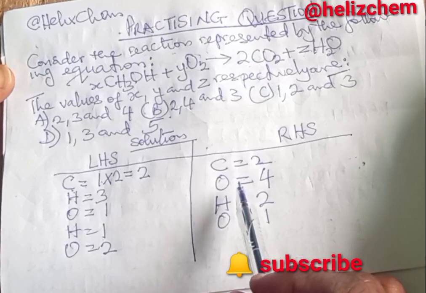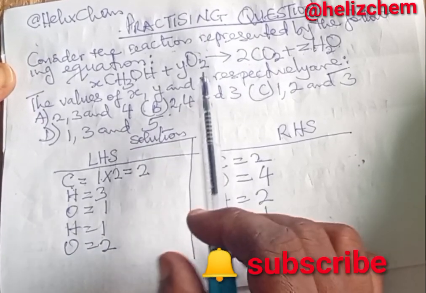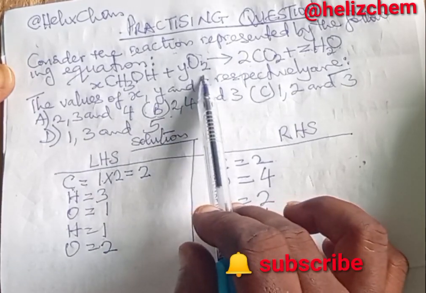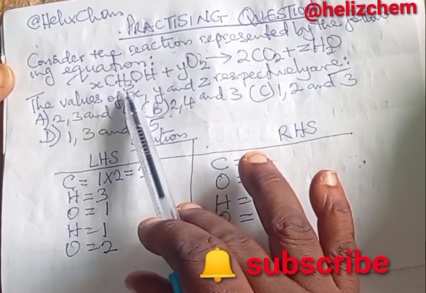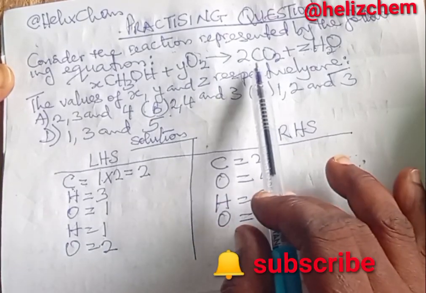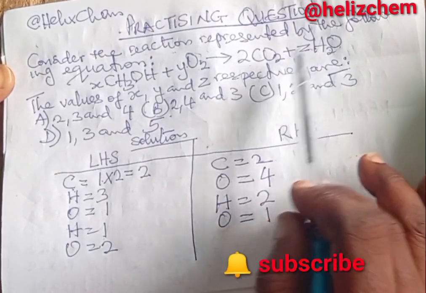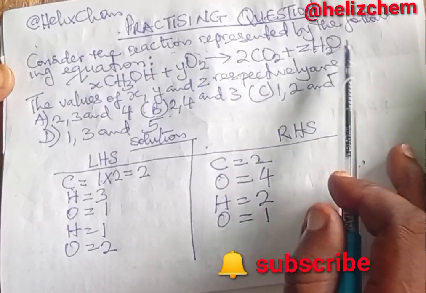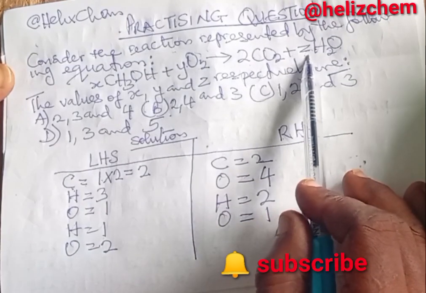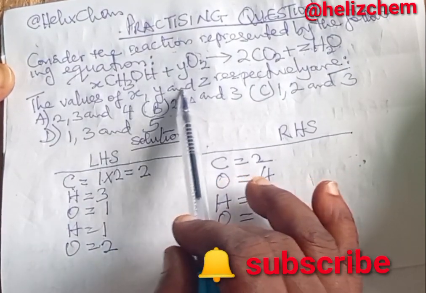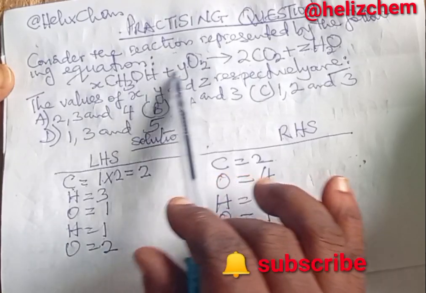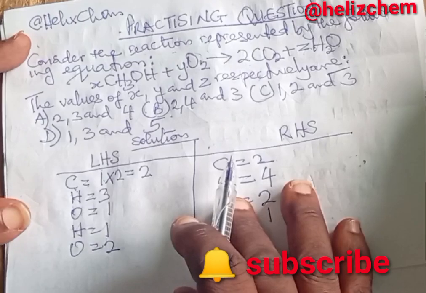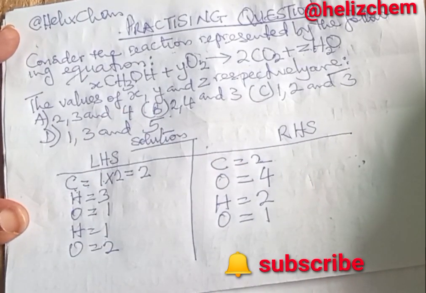Before I continue, what is a balanced equation? A balanced equation is an equation where the number and kinds of atoms on the reactant side equals the number and kinds of atoms on the product side. That is what we call balanced equation. So what we want to achieve here by finding the values of x, y, and z is that we want to make sure that this equation is balanced. As I said earlier, the method is check and balance. Now let us check it.